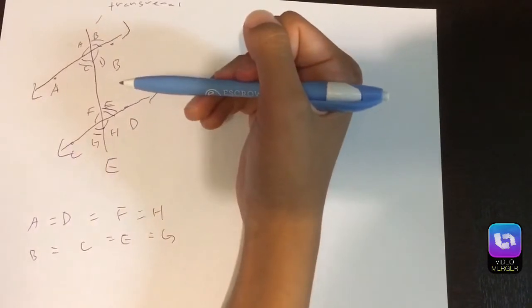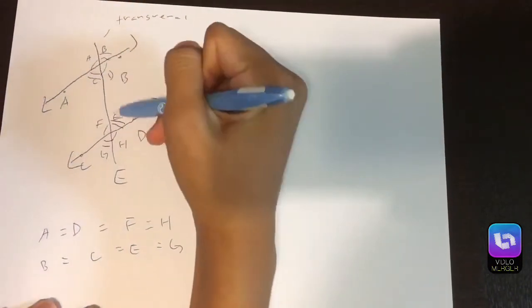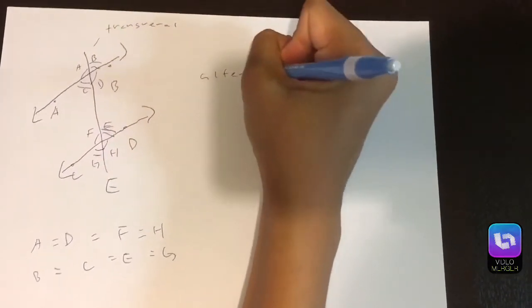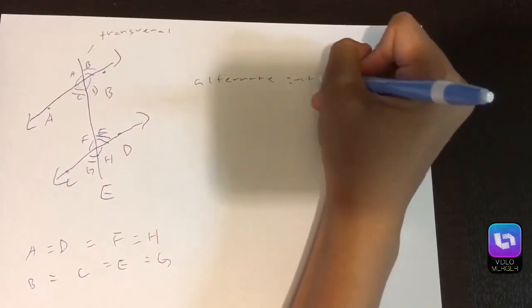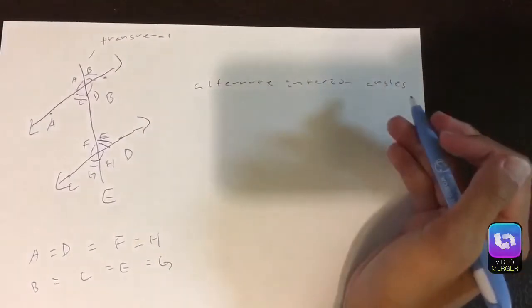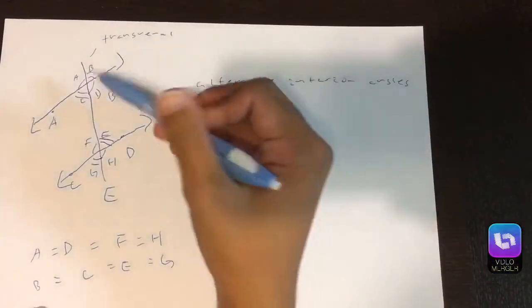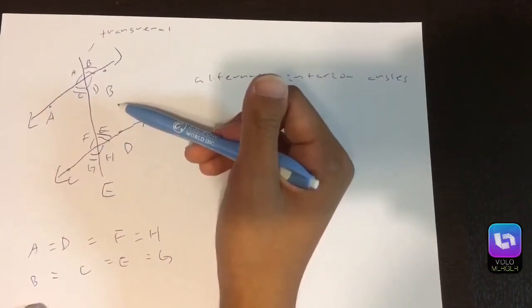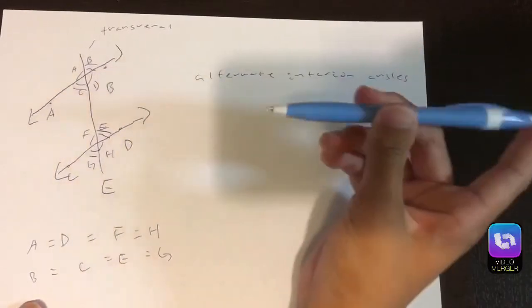This allows us to say that these angles on the inside are called alternate interior angles. Alternate interior angles are angles on the inside that are congruent to each other.